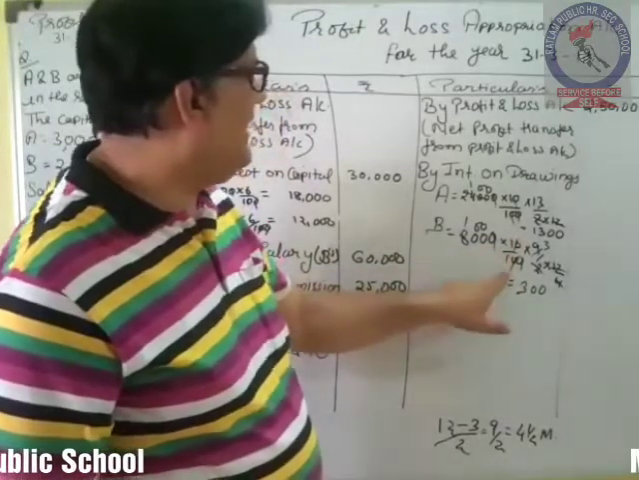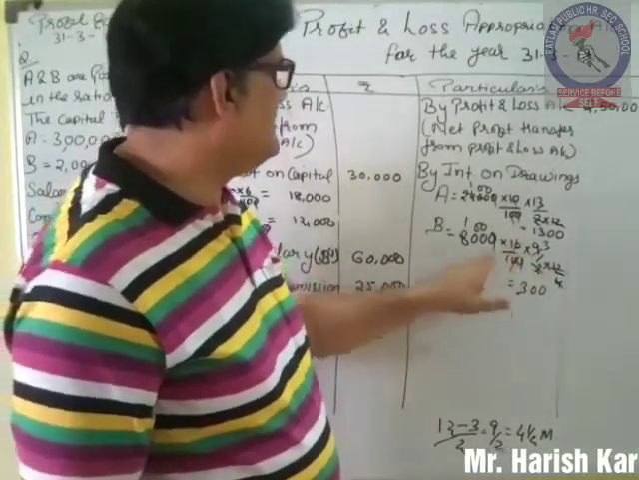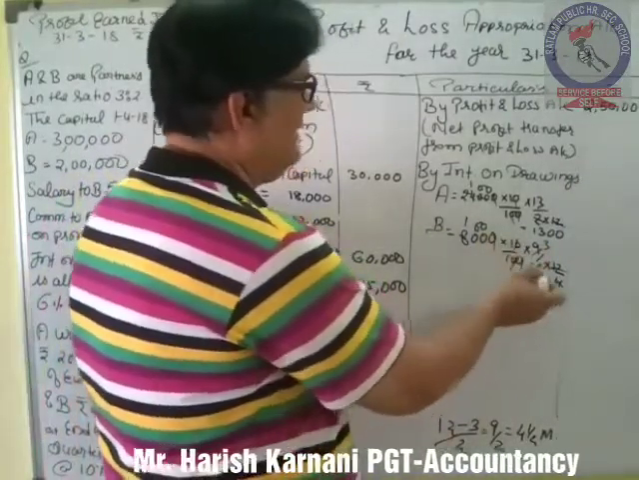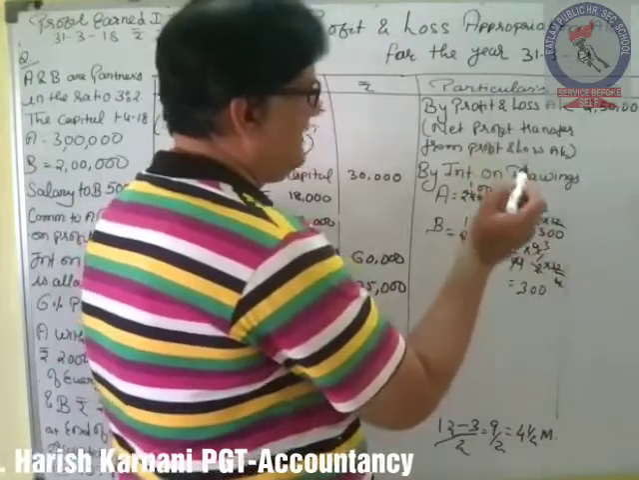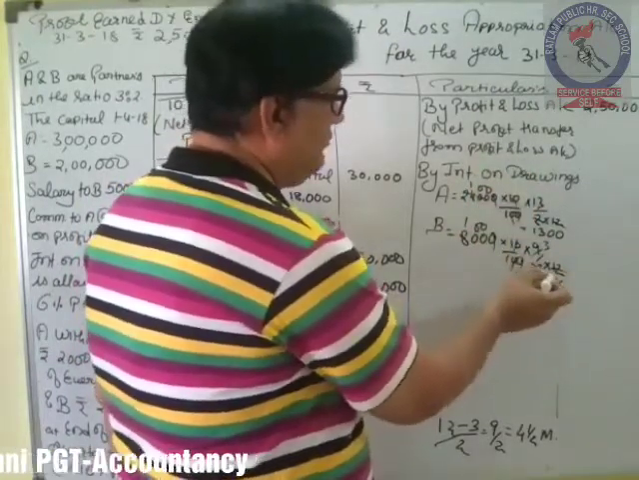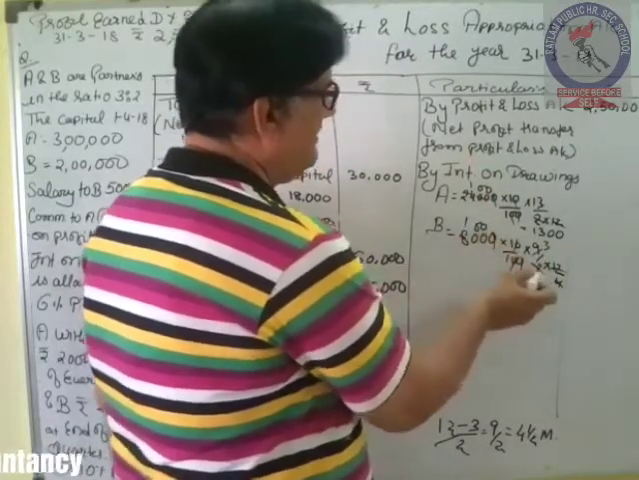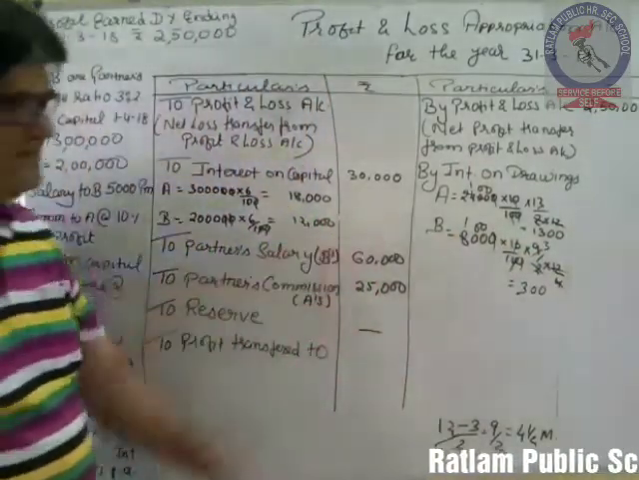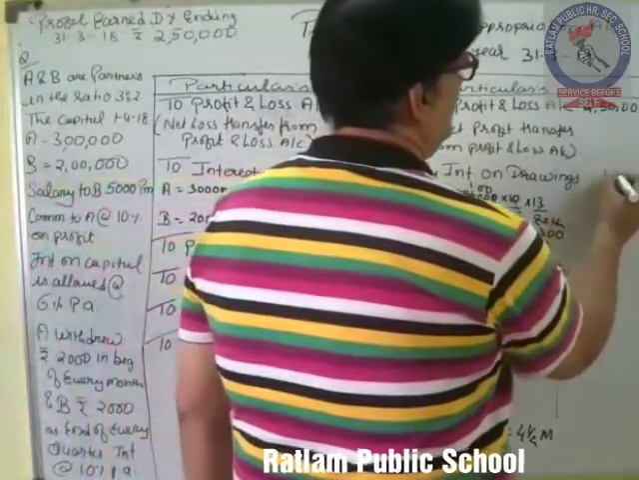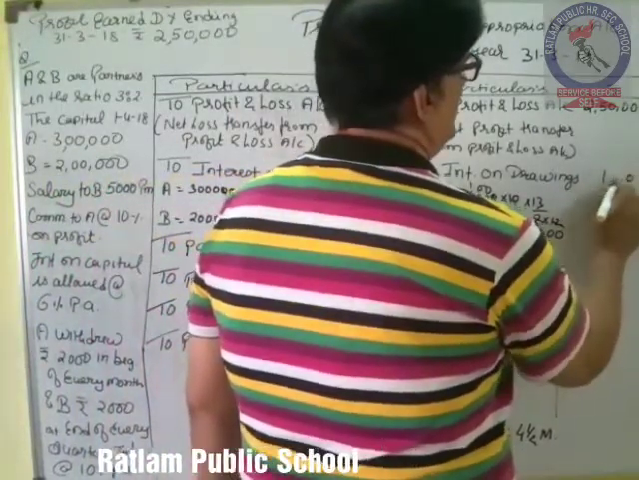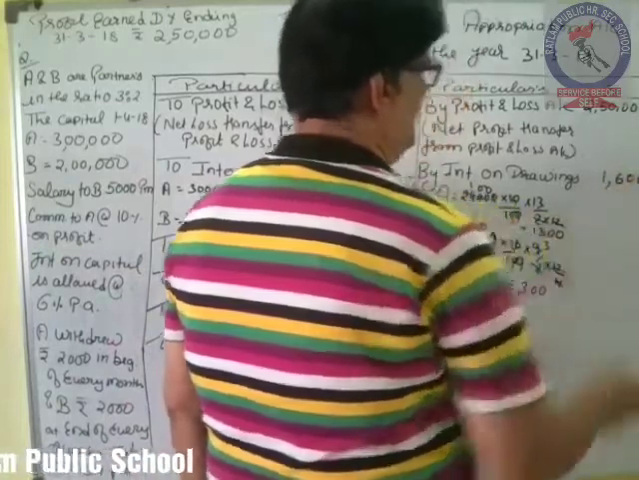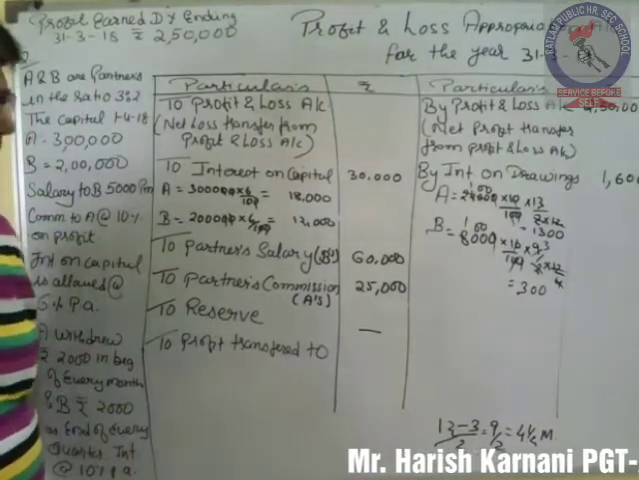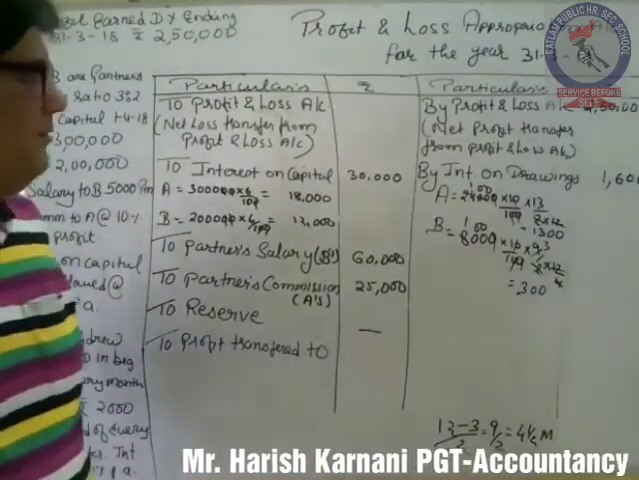It will be 8,000 into 10 by 100 into 9 by 2 into 12. The zeros cancel. Then 3 3s are 9, 3 4s are 12, and 2 4s are 8, so 8 becomes 800, so now it will be 100 into 3, 300. So this becomes 1600 total interest on drawing. So the total amount of interest on drawing is 1600 rupees, which we will be charging from both the partners.